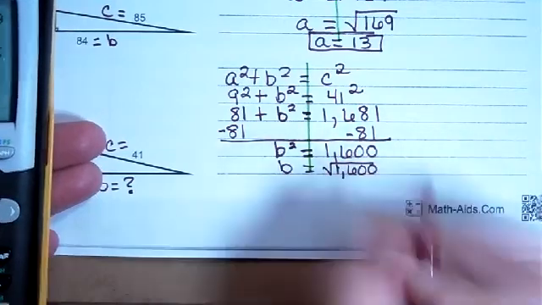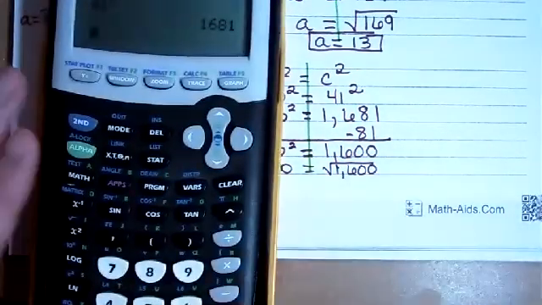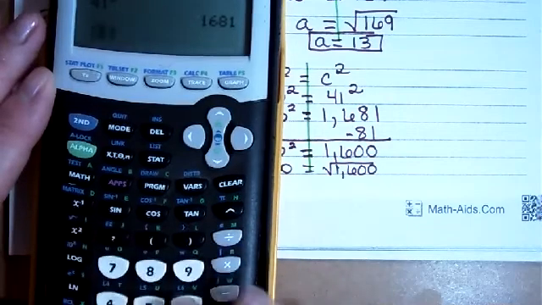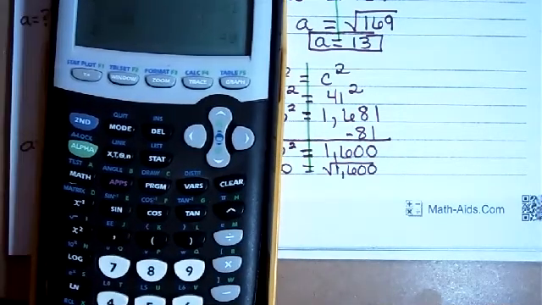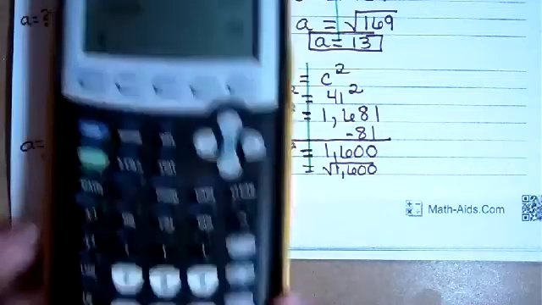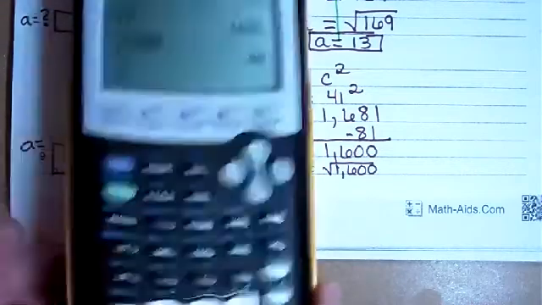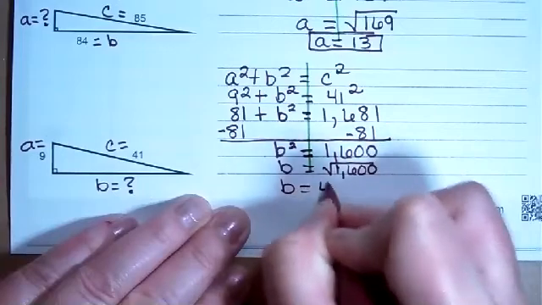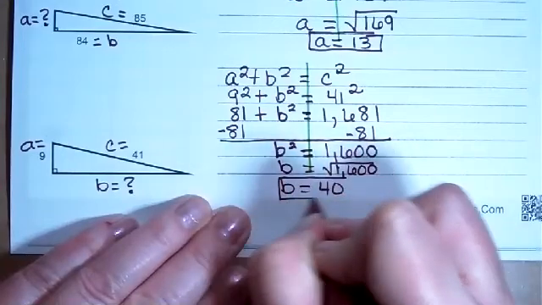Square root of 1,600. And let's do that. So I've got the square root of 1,600, and that is going to be equal to 40 on my calculator. So I now know that b is going to equal 40. Okay.